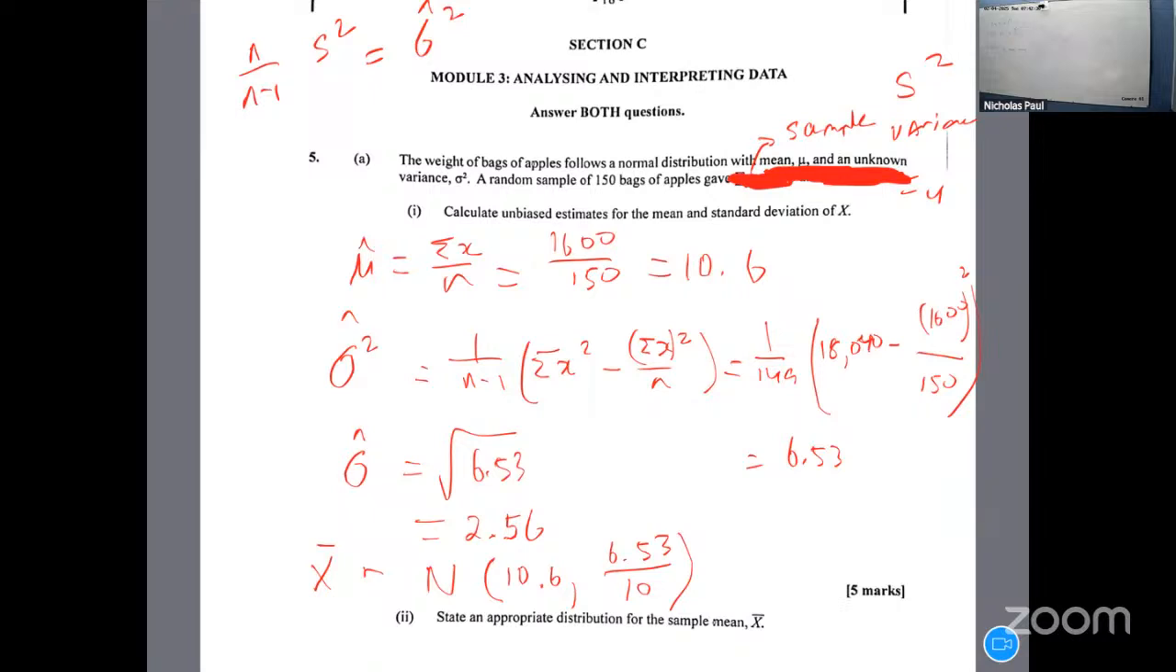Okay, so you have to look out for that. If you have the sum of x and sum of x squared, and it just gives you the sample variance, s squared, you can just use that and the n value to estimate the population variance.